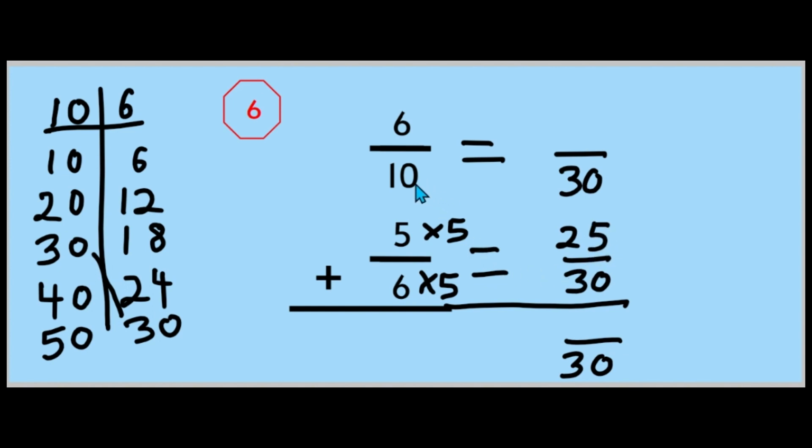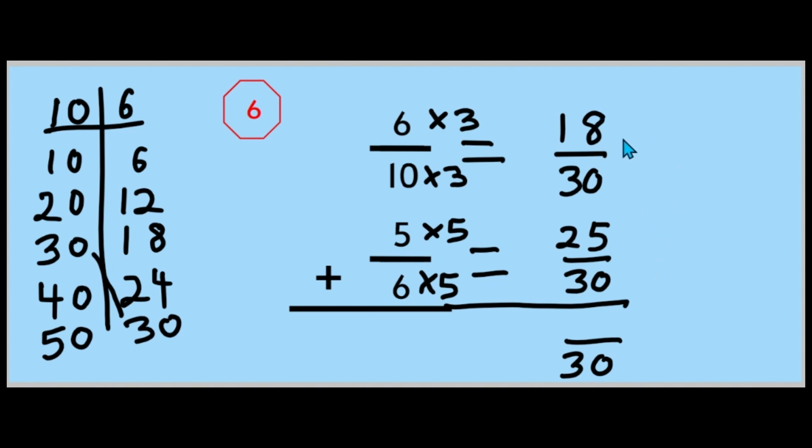Now for this fraction. How did I go from 10 to 30? I multiplied 10 times 3. What I do to the bottom, I do to the top. So 6 times 3 equals 18.